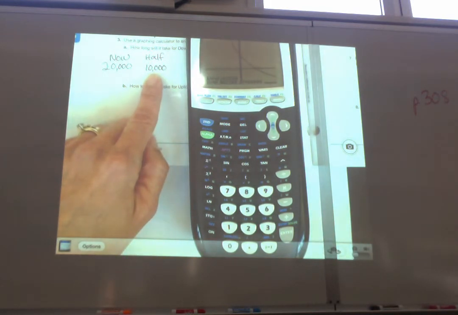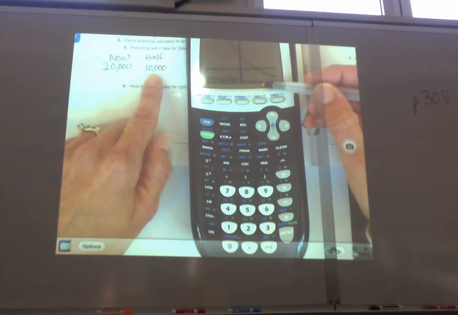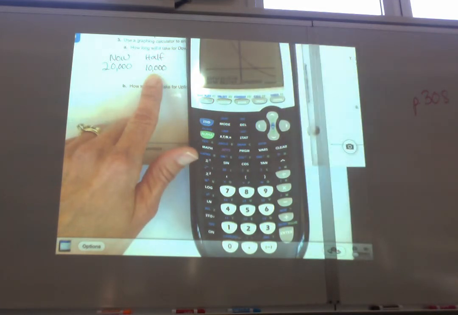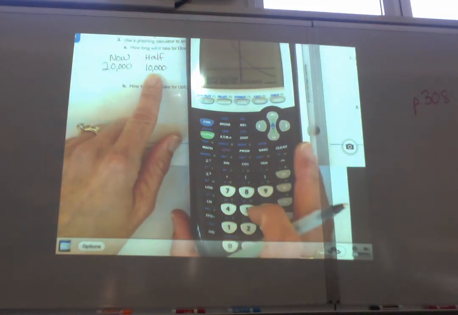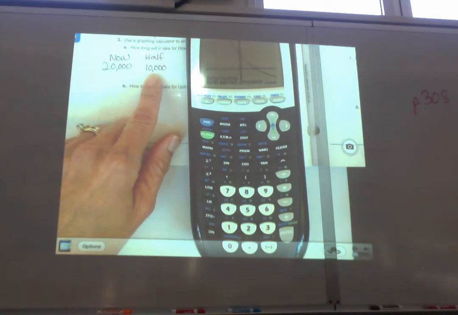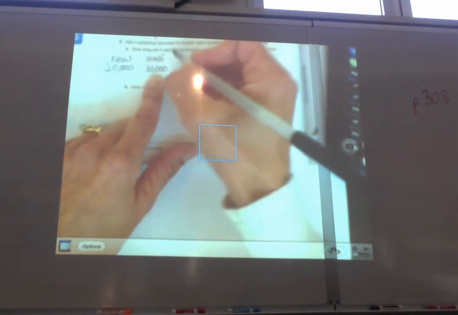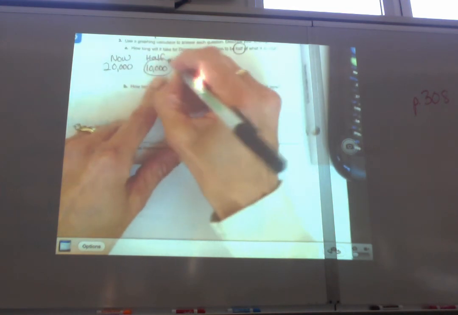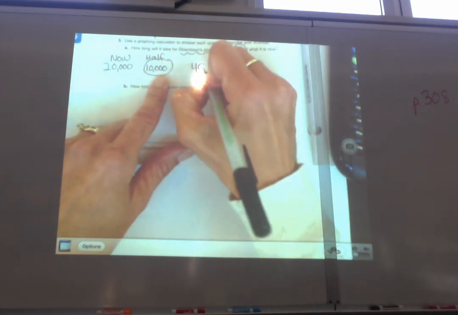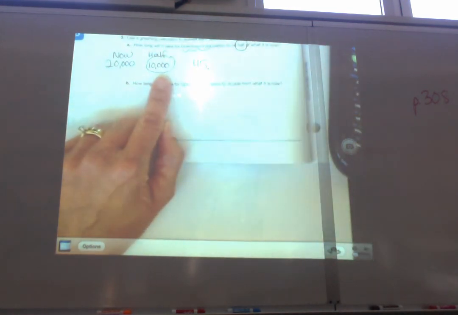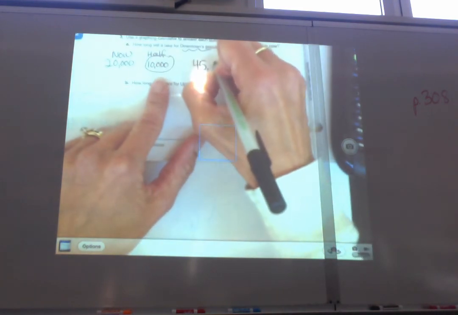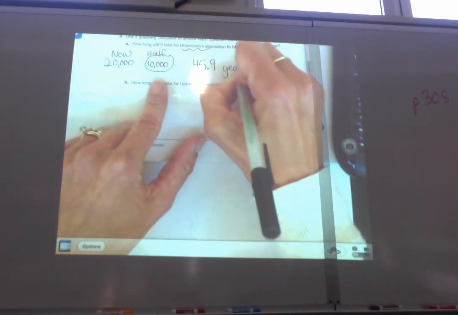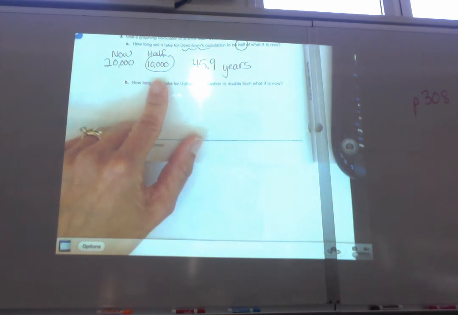We know that the Y is 10,000. We told it that. Brian, what does it say for an X? 25.86. That's a lot of years, huh? Well, maybe not in the age of a town, but downtown will get to half in 45 point, we'll call it 9 years. So just under 46 years.